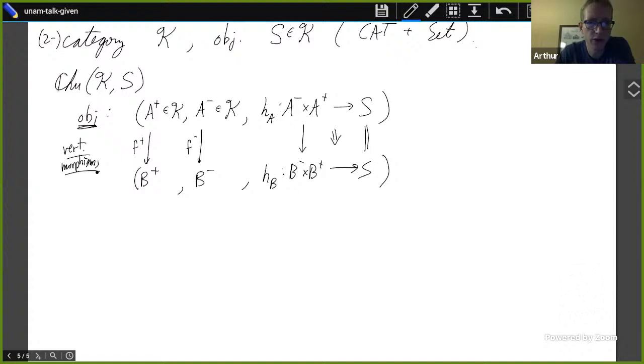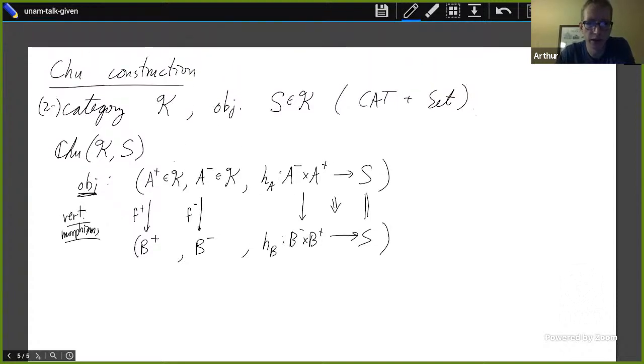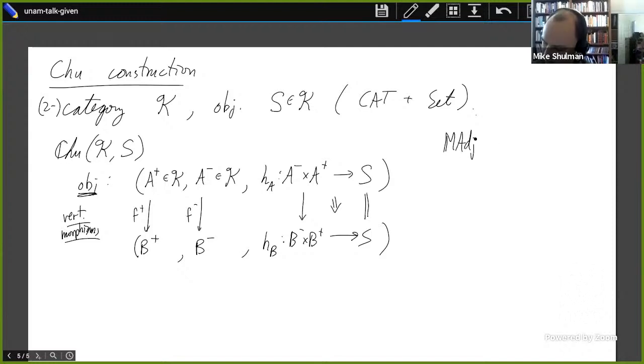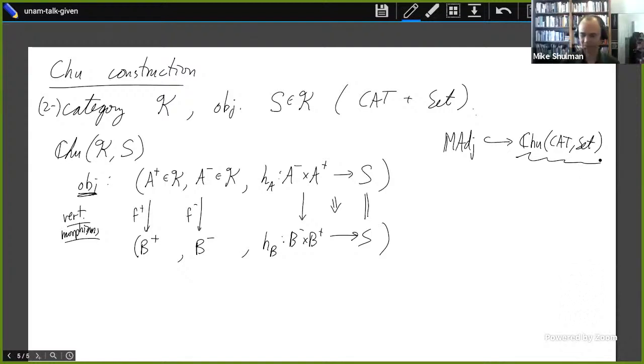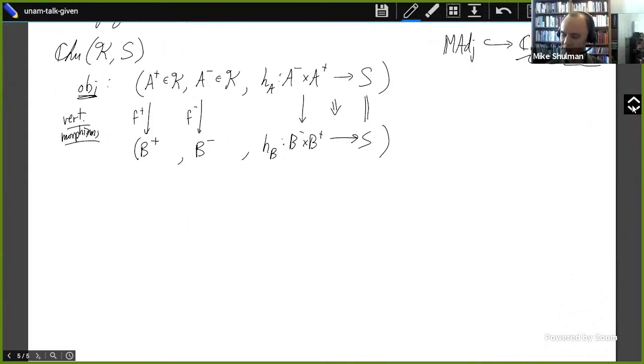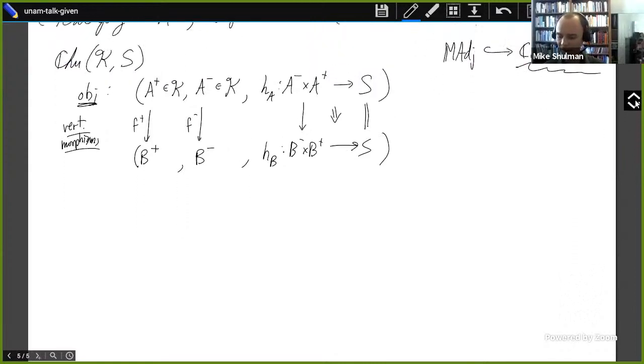But a priori, there's no relationship between F plus and F minus. Right, that's an example. Okay, so what there's going to be is that multivariable adjunctions are going to sit inside Chu of Cat, Set. But it's not going to be everything. There's going to be extra objects over here, and in general these things are unrelated to each other. But inside this embedding, I'm choosing them to be the objects for which that is actually the opposite in the Hom functor.